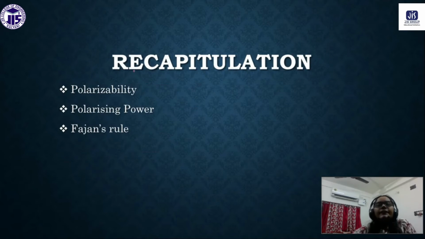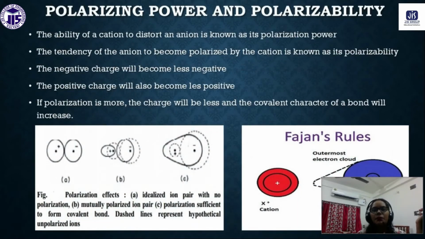Okay, so these are some of the topics that we discussed in our previous class, that is polarizability, polarizing power, and Fajan's rule. This is just at a glance whatever we have discussed. For your recapitulation, you can memorize again the topics we have covered so far. Polarizability, polarizing power and Fajan's rule we have seen in our previous class.